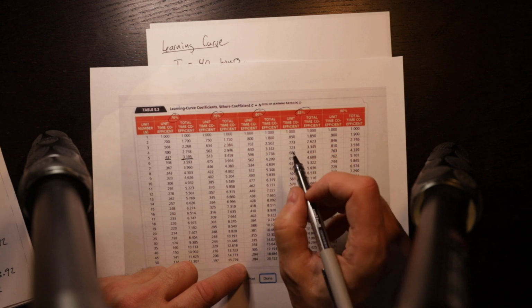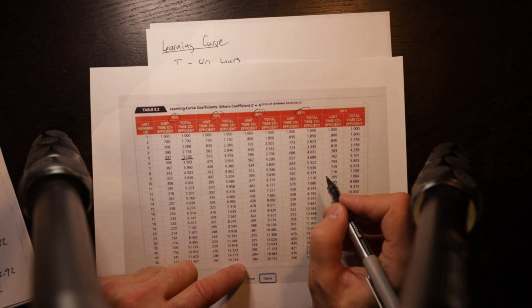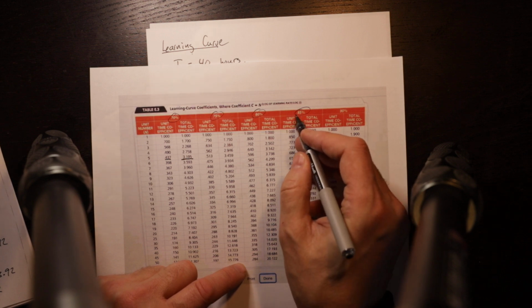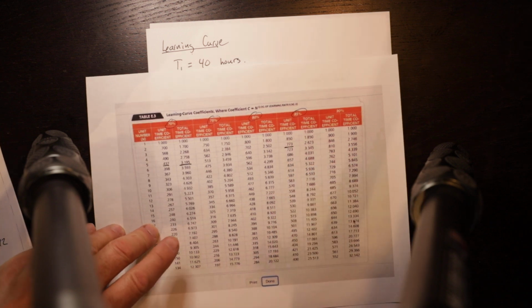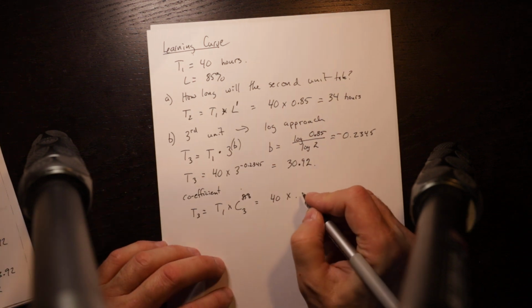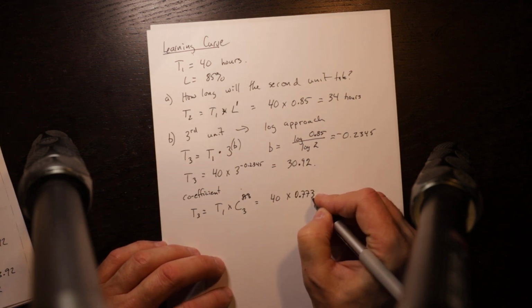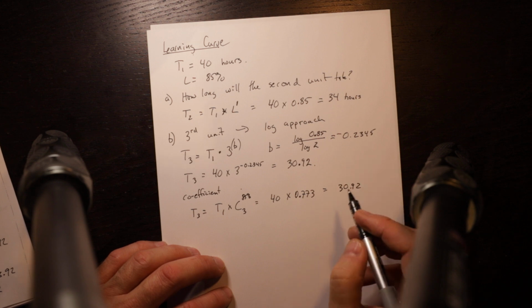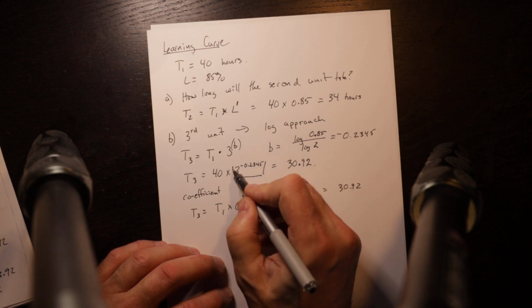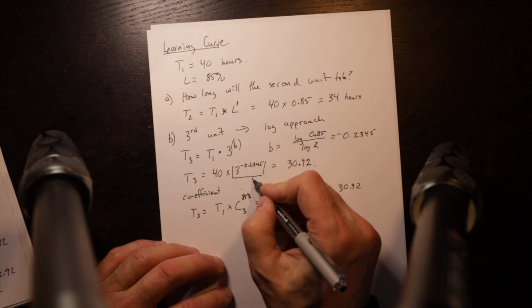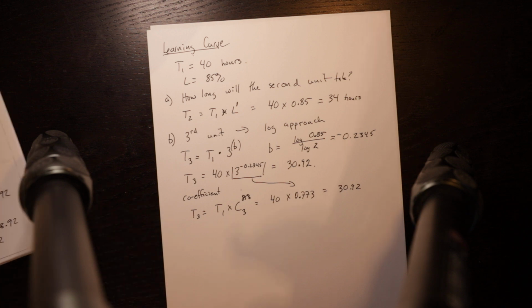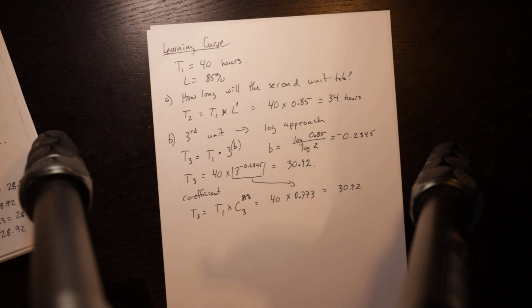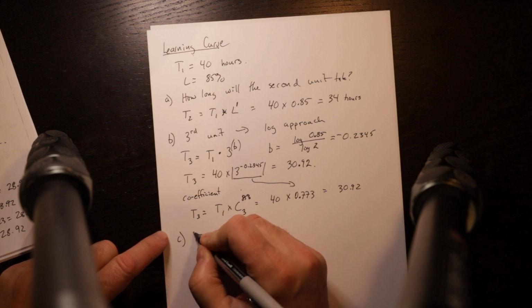We are going to get, at 3, 0.773. So at 3 we would get 0.773. 0.773 is equal to 30.92 times 3 to the negative 0.2345, which is equal to 0.773. So essentially, it's doing that calculation on your behalf. So C, the fourth unit.